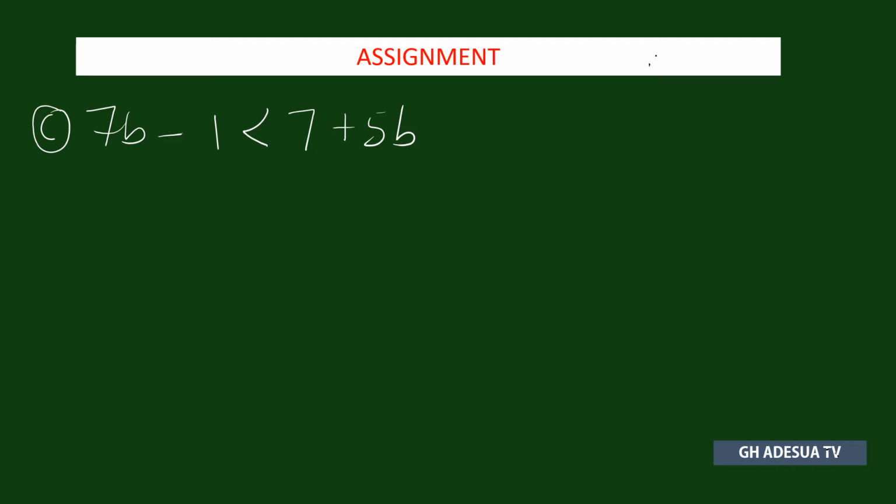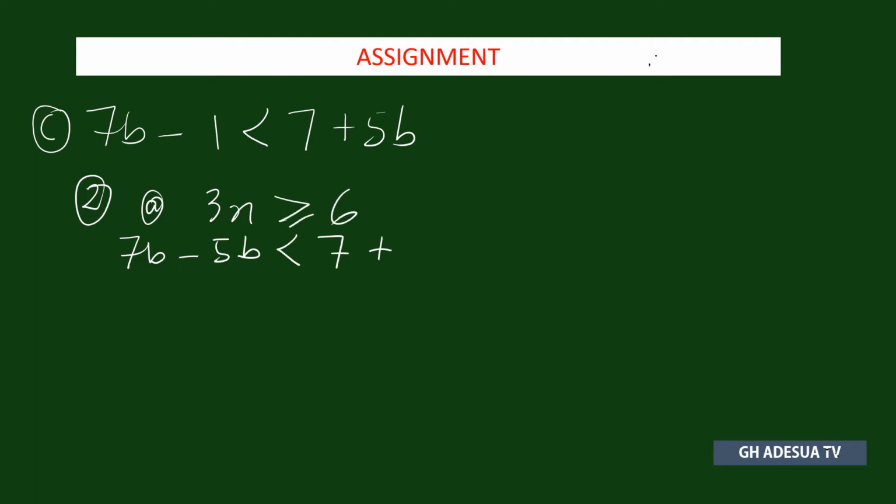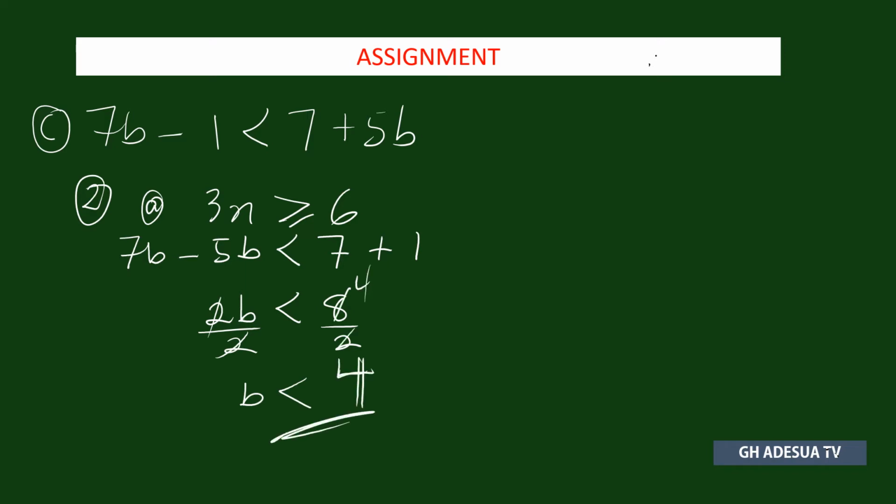So in this question we are finding 7b minus 1 is less than 7 plus 5b. There are no denominators, so we can straight up find it by grouping like terms. So we have 7b minus 5b is less than 7 plus 1. 7b minus 5b is 2b is less than 7 plus 1 is 8. So to let b stand alone, you divide by 2. So b is less than 4. And that's the outcome for this.